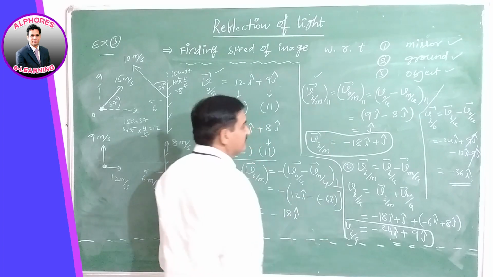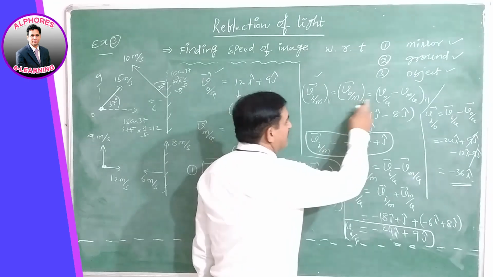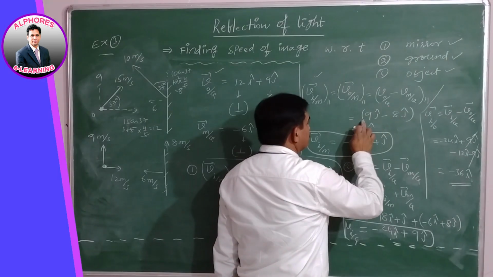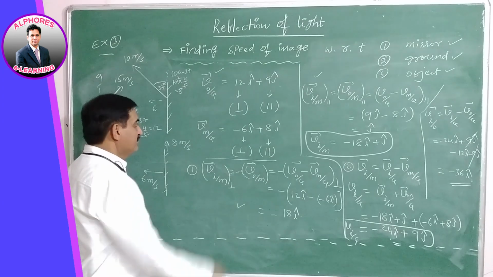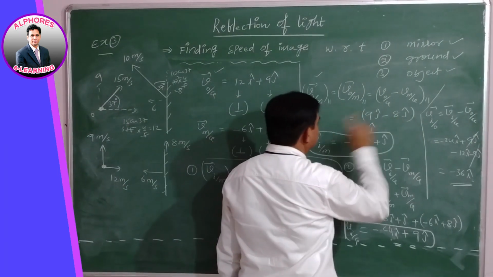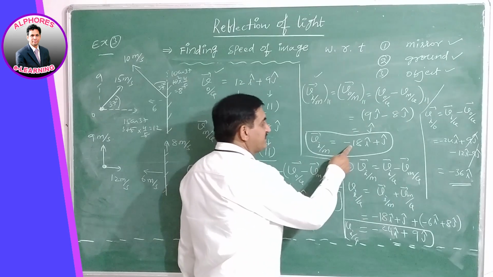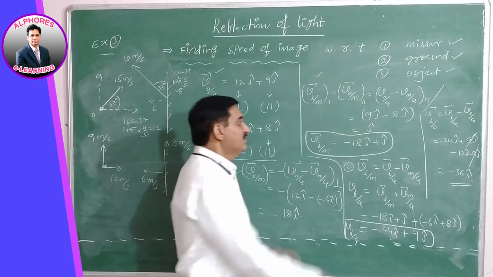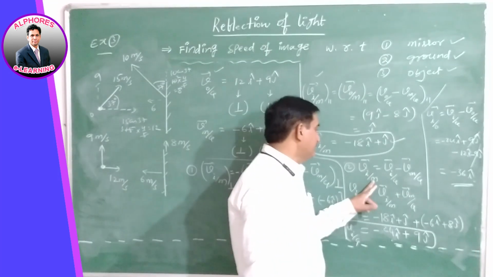And one more component, the parallel component, that is image with respect to mirror parallel component. The formula is taken as object with ground minus mirror with ground. Here the values are substituted. Object with ground parallel component 9j and mirror with ground 8j, so 9j minus 8j, and the final value is j only. So finally, x component and y component together give the speed of image with respect to mirror. This is the answer.